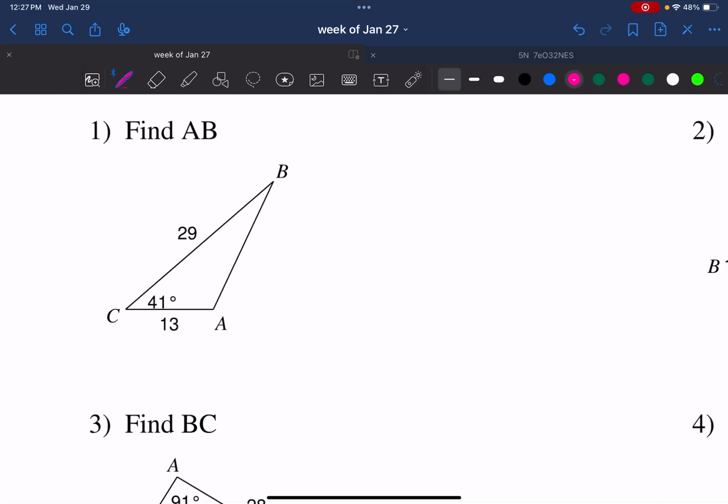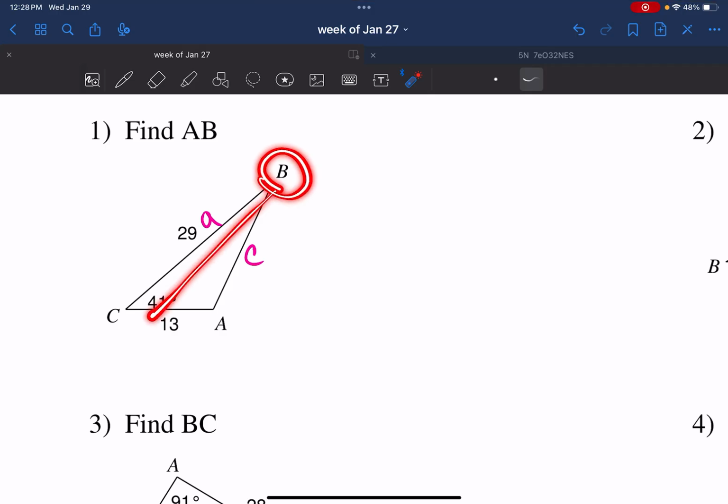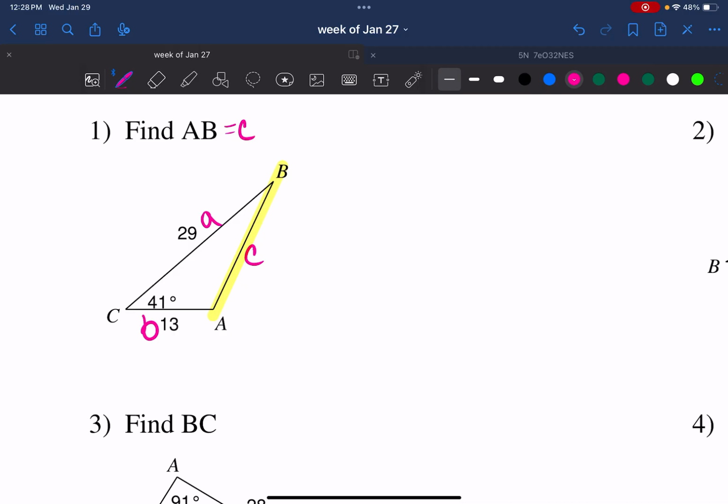First thing I'm going to do is label my triangle. The opposite of capital A, that side is lowercase a. Opposite of C, that's lowercase c. Opposite of B is lowercase b. I'm looking for side AB, which is actually called side C. So because I'm looking for C, I'm going to use the equation C squared equals A squared plus B squared minus 2AB cosine C.